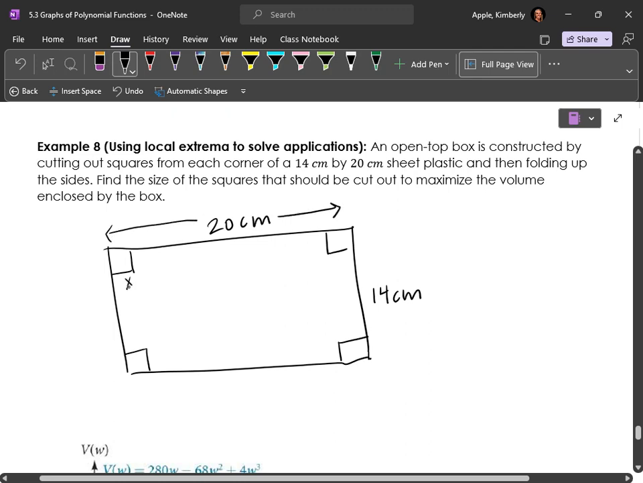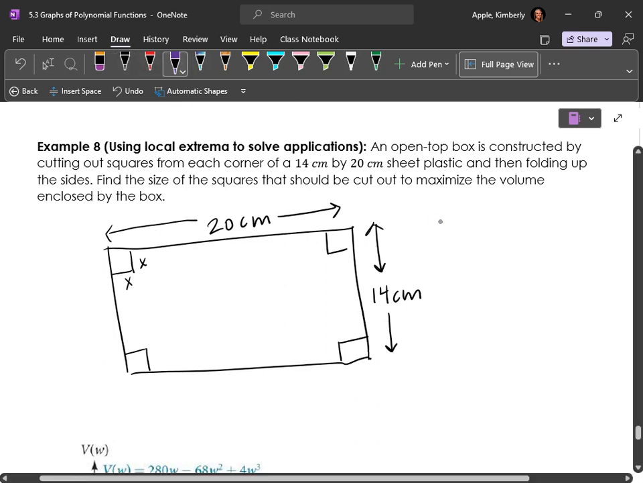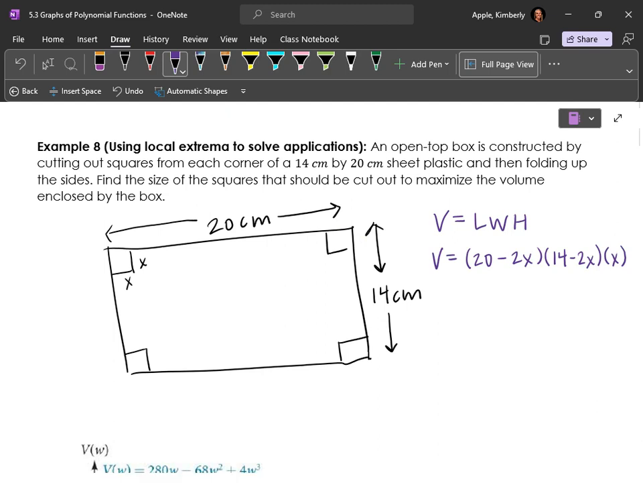And if we say this is x and this is x, and the dimensions of the box after it's folded up is what we're looking for. So recall that volume is length times width times height. And so the length of this box will be 20 minus 2x because of the two corners. The width of this box will be 14 minus 2x. Then the height of the box will just be x because we're going to fold those corners up. And so you can see that we have a third degree polynomial here. It's going to be kind of difficult to find the max of.